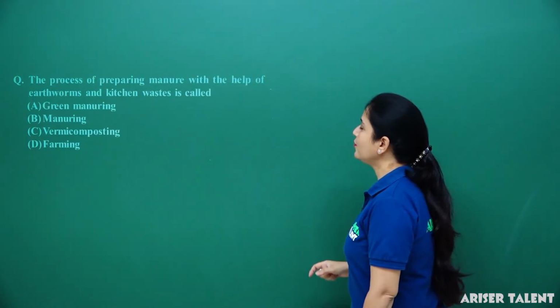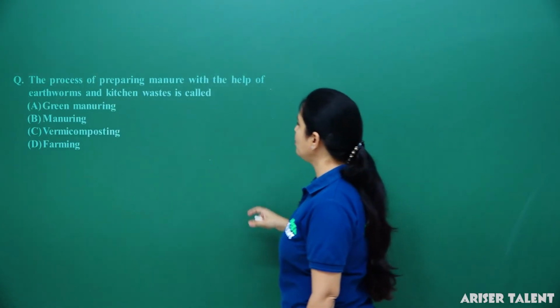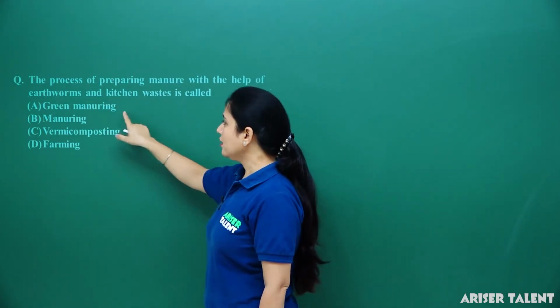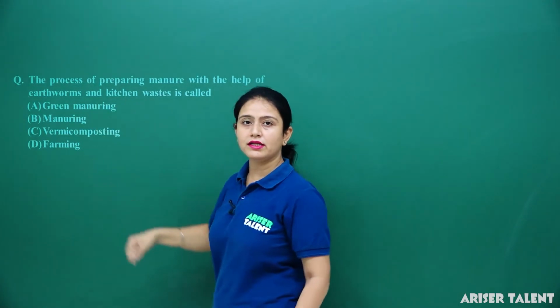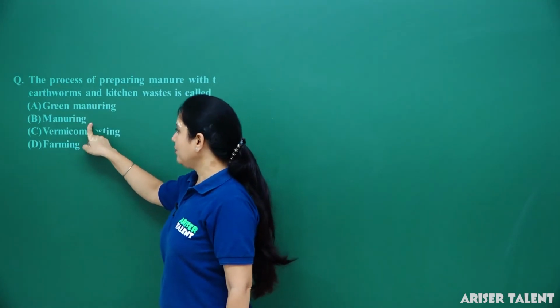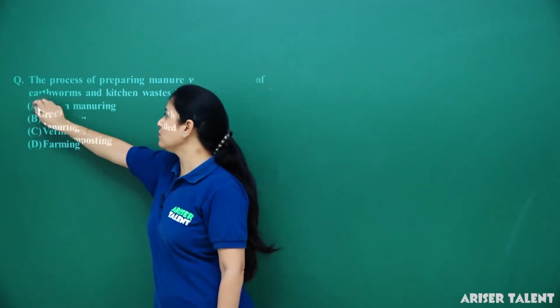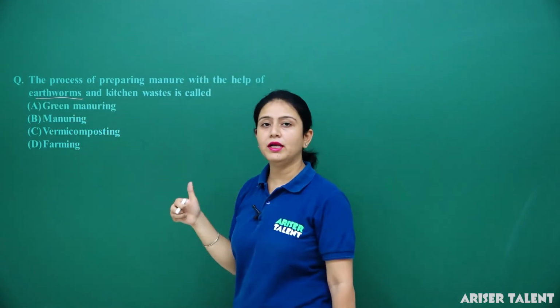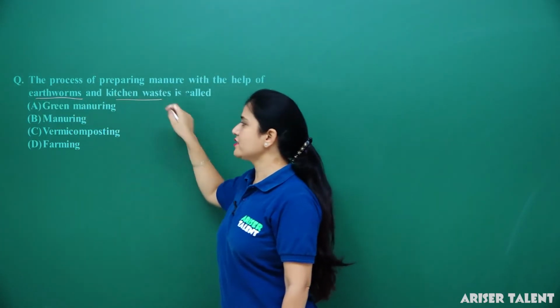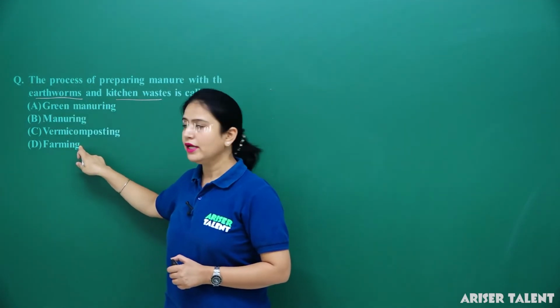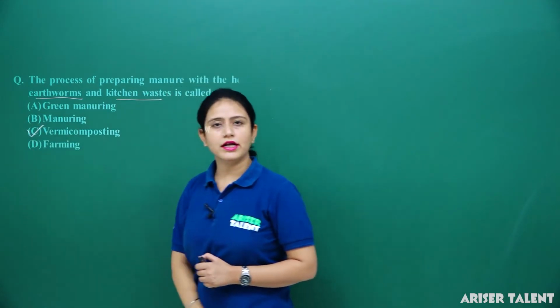Next is, the process of preparing manure with the help of earthworm and kitchen waste is called green manuring? No, generally it is done by the farmyard manuring, vermicomposting and farming. As I told you, if earthworms are helping to prepare manure with the kitchen waste, it will be known as vermicomposting because earthworm is involved here. So option C is the correct answer.